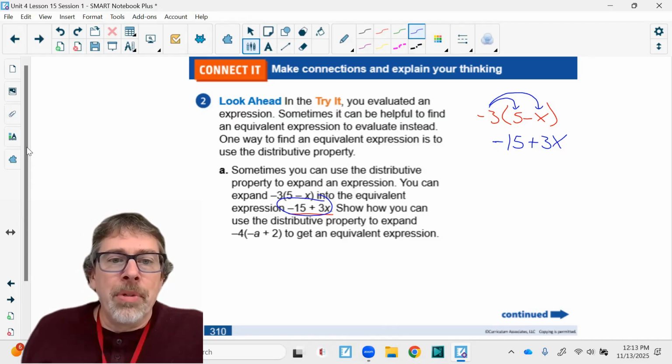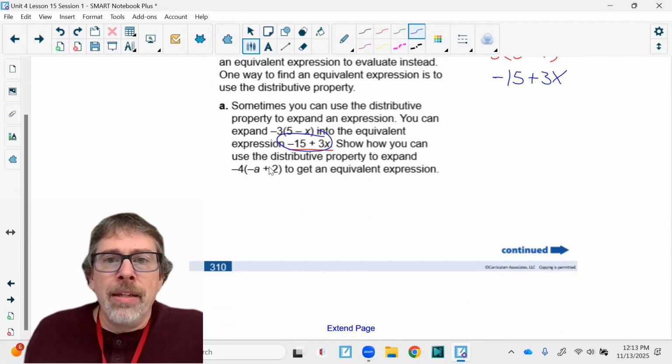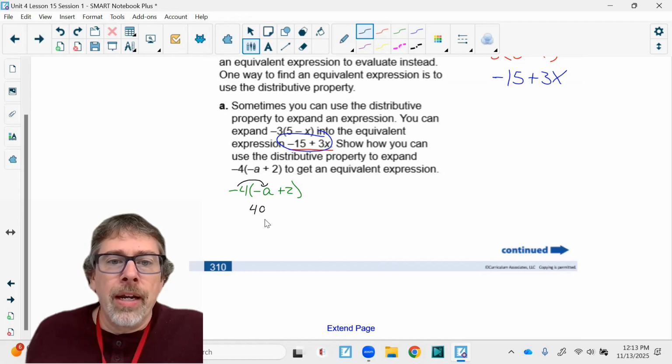So in the example down below, it's now asking us to expand this. Okay, so you take negative 4 parentheses negative a plus 2. And it's the same process over and over. Multiply this times this. Negative times a negative is positive. 4 times a is 4a. Negative times a positive is negative. 4 times 2 is 8. So negative 4 times negative a plus 2 simplifies to 4a minus 8.